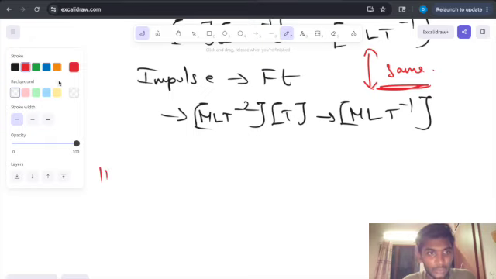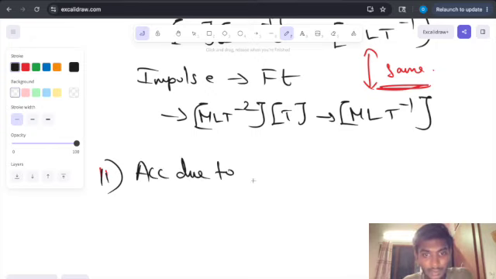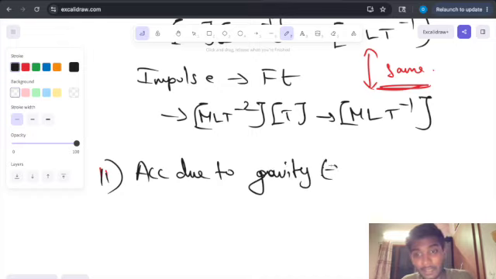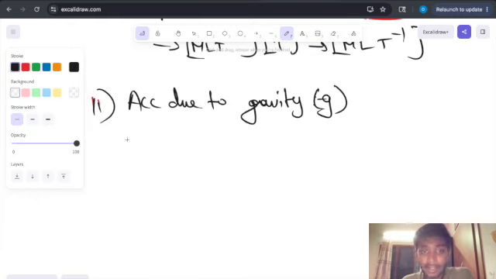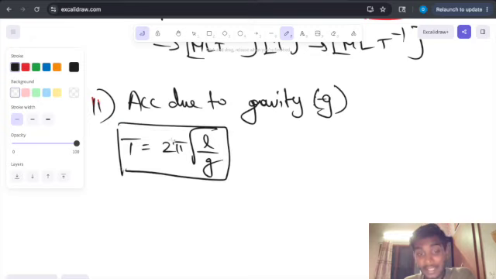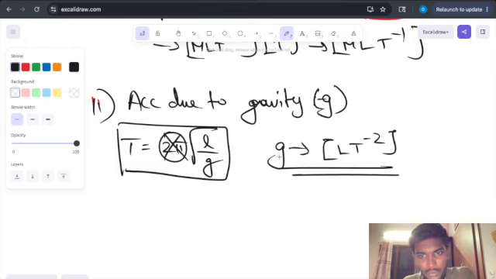Okay, next we can move to the 11th physical quantity, which is acceleration due to gravity. I've derived this in detail in my previous video. This comes from the formula T is equal to 2 pi root of L by g. When you are calculating the dimensional formula, we don't consider constants, so we will cancel this. And from this, you will finally get LT minus 2. You can maybe try this out.